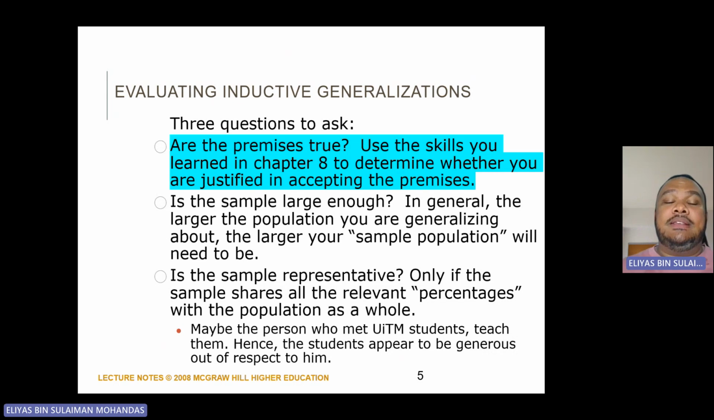And of course, the last one is whether the sample is representative. Only if the sample shares all the relevant percentages with the population as a whole. So maybe the person who met your ITM students, which happens to be me, teach them. So maybe the 20 students that I met so far are the students that I taught or am teaching currently. That's why they appear to be generous. So there's a likelihood that students that I have not taught before could have not been generous.